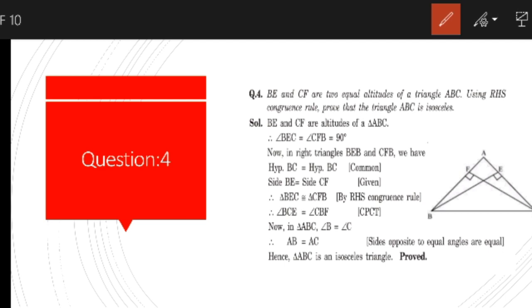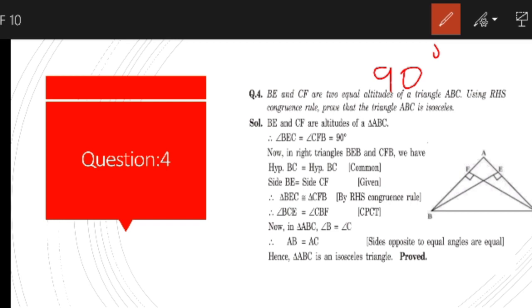Next, move on to our fourth sum. The question is like this: BE and CF are the two equal altitudes of the triangle ABC. Altitude means they are perpendicular, that means 90 degrees. They form a 90 degree angle. Using the RHS congruency rule, here it is already mentioned that we have to use RHS. Using the RHS congruency rule, prove that the triangle ABC is an isosceles triangle.